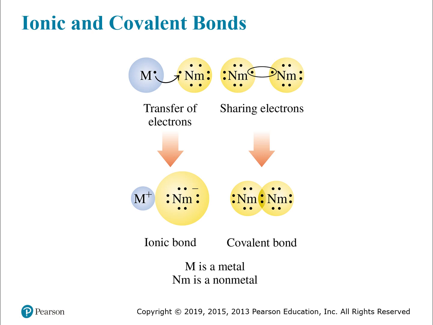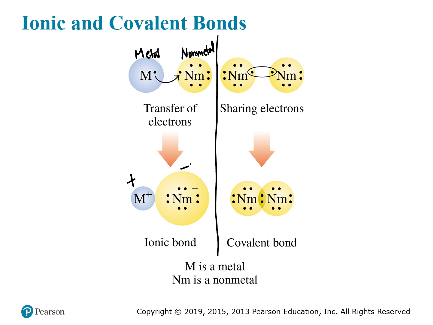Here is kind of a depiction, and I'll put this line down the middle so that you can see we're talking about two different things here. If you have a metal and a nonmetal, that metal is going to transfer its electrons so that it forms a positive ion, and the nonmetal forms a negative ion. That's an ionic bond.